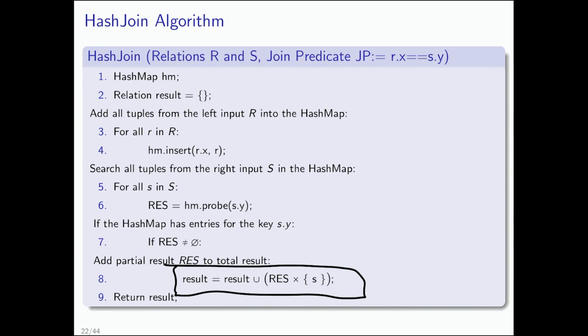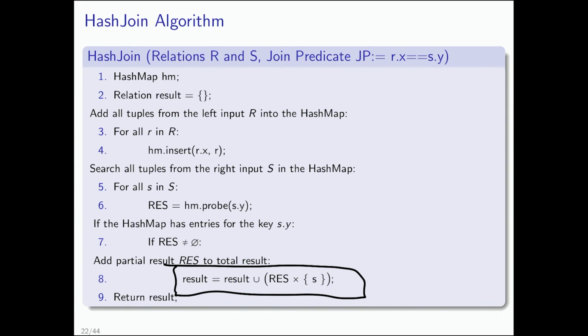Build the hash table on one input, on input R, with respect to the attribute used in the join predicate. So I built a hash table using r.x as a key, line 4. Loop over all inputs from R, line 3. Eventually, I inserted all elements into the hash table. That's the build phase over. I basically created a hash map on all of R.